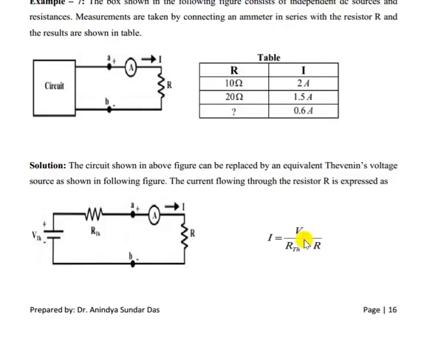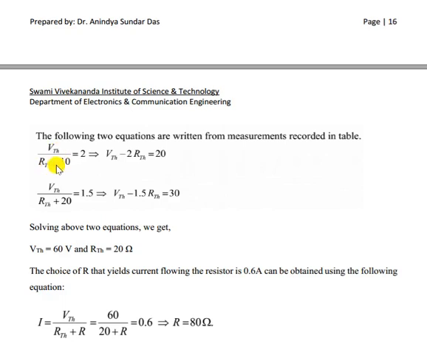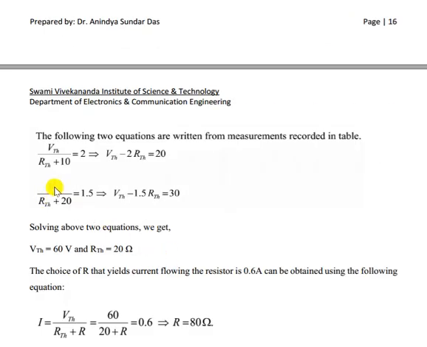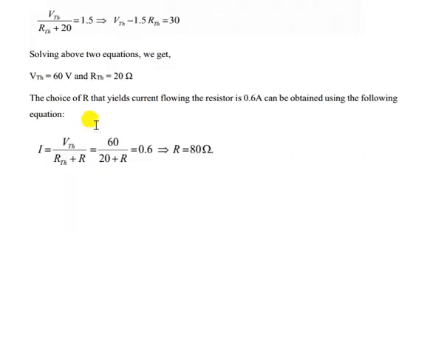So I equals VTH by RTH plus R, which is RL. Okay. So now we can put the value of I here. VTH by RTH plus R equals 2 ampere, where R equals 10. So that is VTH by RTH plus 10 equals 2. So we got one equation, and from the second we can get another equation, that is VTH by RTH plus 20. Here R is 20, current is 1.5.